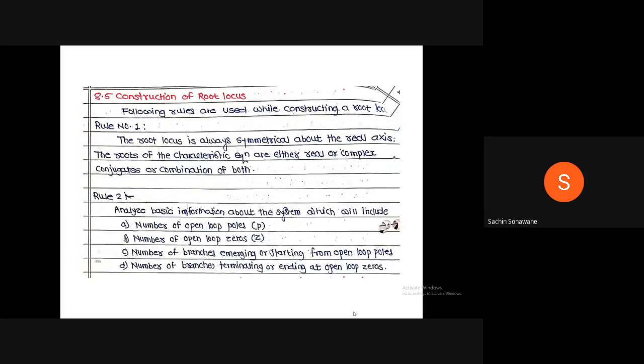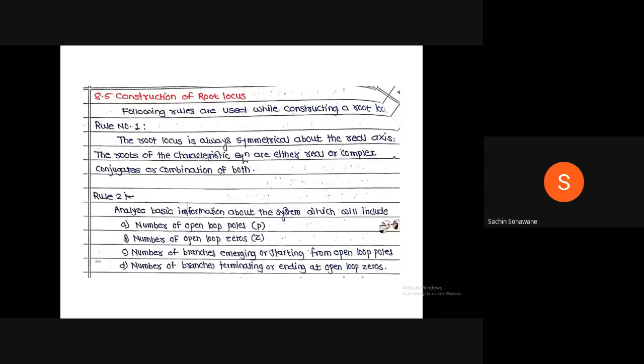Now, construction of root locus. We will see some rules for how to construct the root locus. The following rules are used while constructing a root locus. Rule number 1: the root locus is always symmetrical about the real axis. Real axis means x axis. The roots of the characteristic equation are either real, or complex conjugates, or a combination of both.